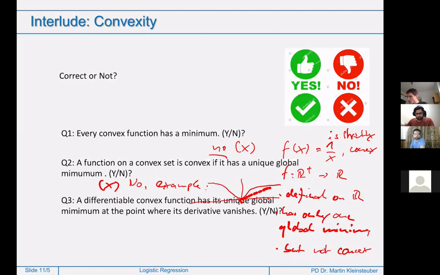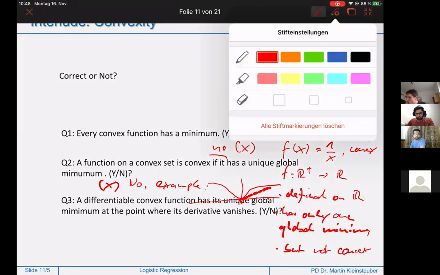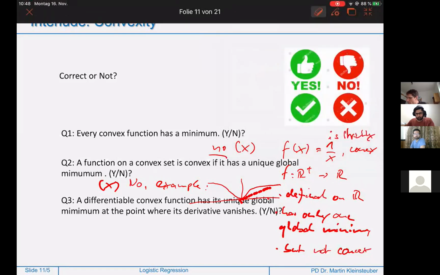And the last question here is: a differentiable convex function has its unique global minimum at the point where its derivative vanishes? Yes or no?